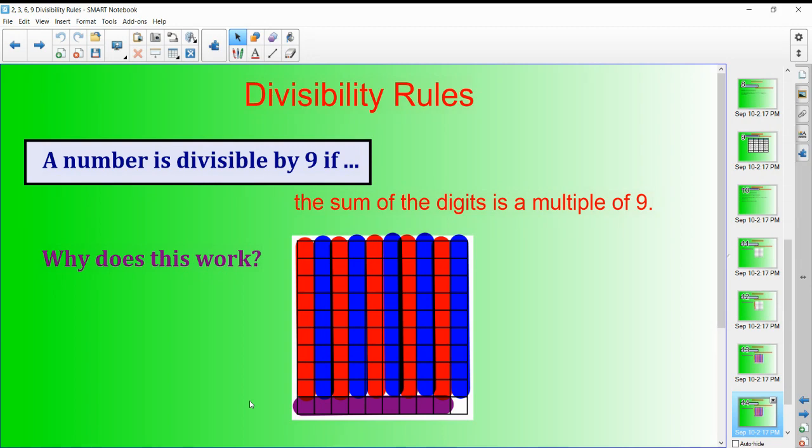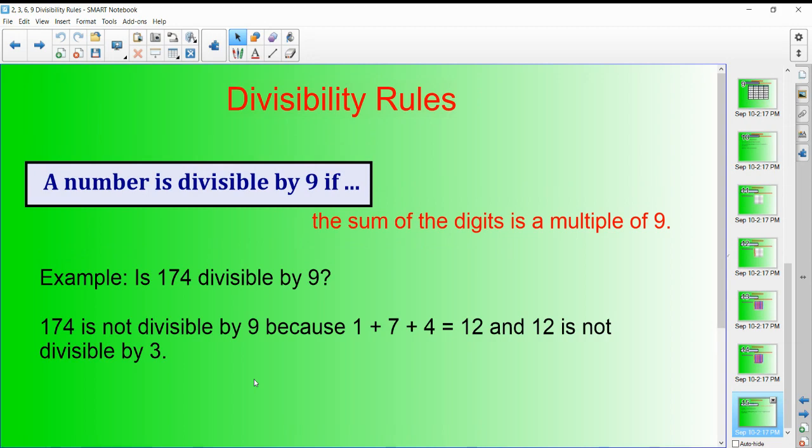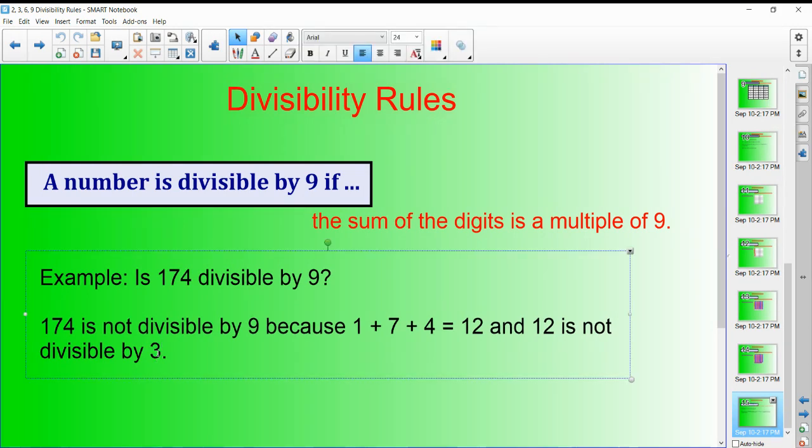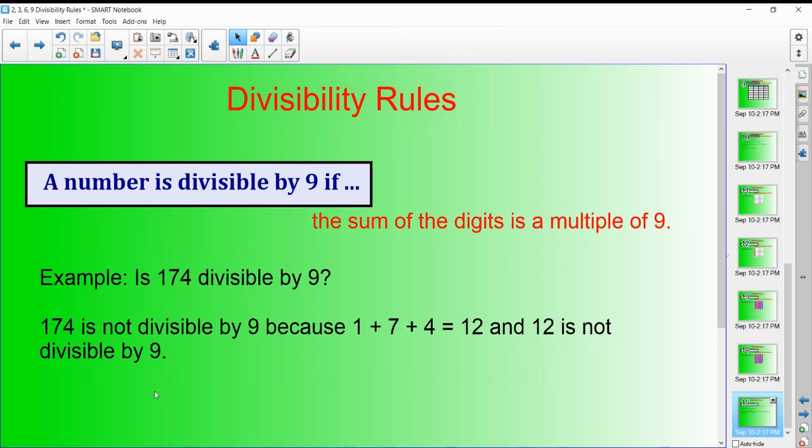So for every 10, we're 1 short, and for every 100, we're 1 short. So we can add up the hundreds digit and the tens digit and the ones digits and count them all up and see if that number is divisible by 9. So is 174 divisible by 9? We add up the digits, 1 from the hundreds, 7 from the 70, 4 from the units. We add them up, they get 12, and since 12 is not divisible by 9, then 174 is not divisible by 9. And that's how you do the rules for 2, 3, 6, and 9.